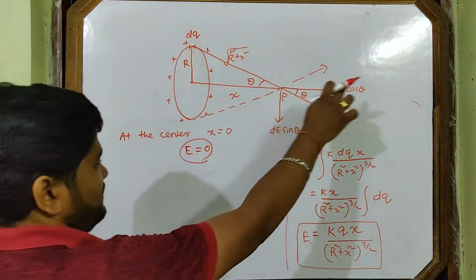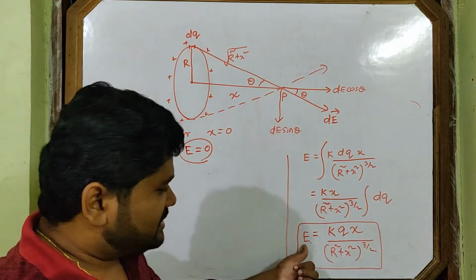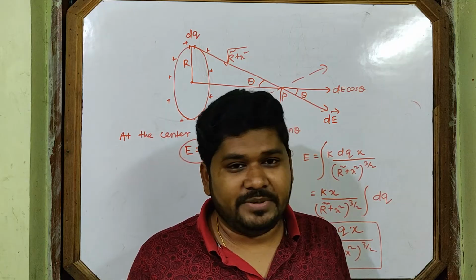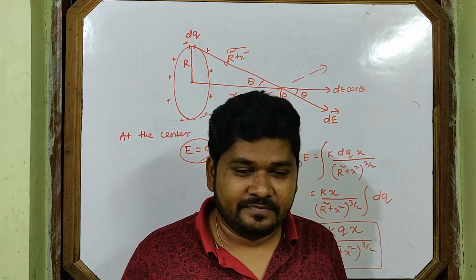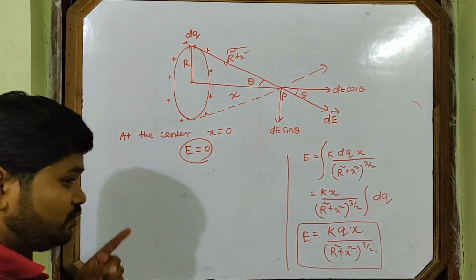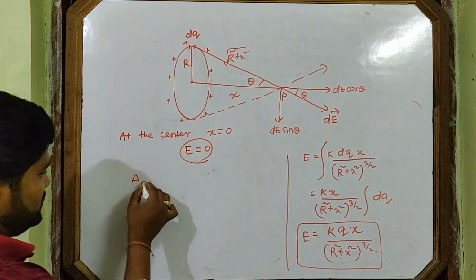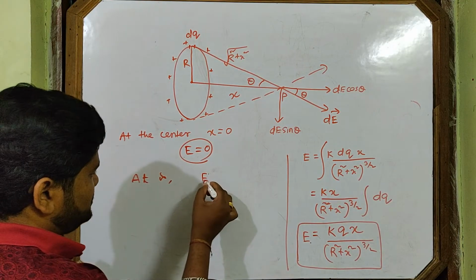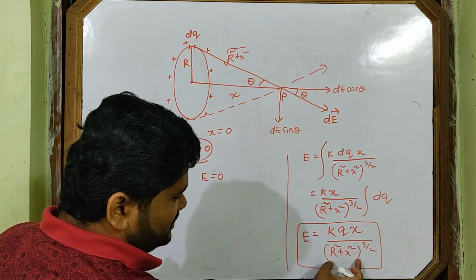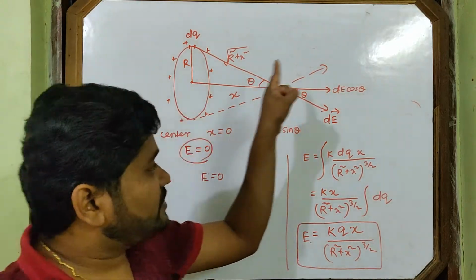Then, at infinity we will put x is infinite. Also, electric field will be 0. Also, we can say at infinity always every field is 0. Not only this ring, at infinity all fields are 0. If you put x as infinite in the expression, the denominator is infinite, so E will be 0. So E is 0 at the center, and 0 at infinity.